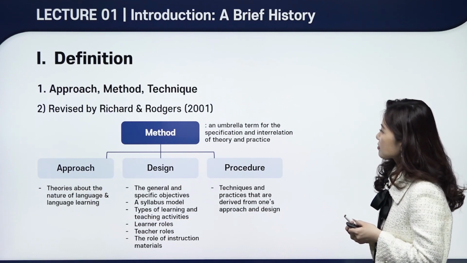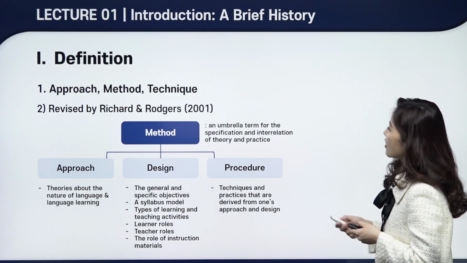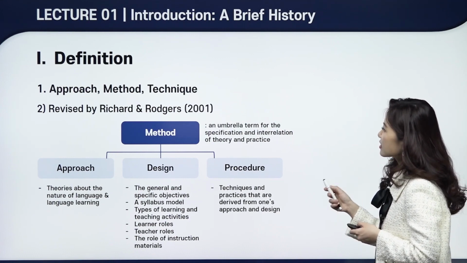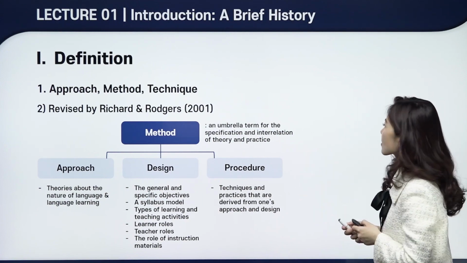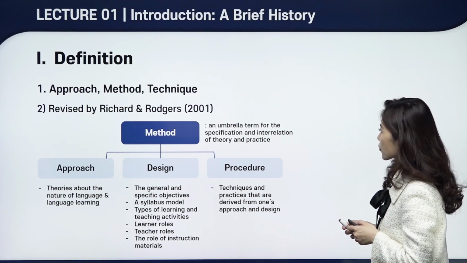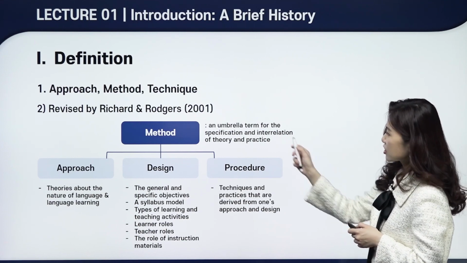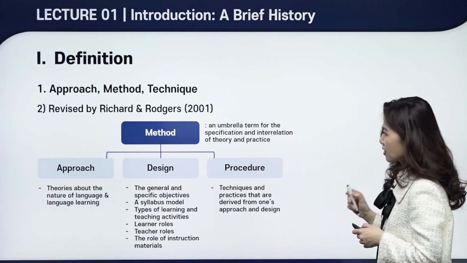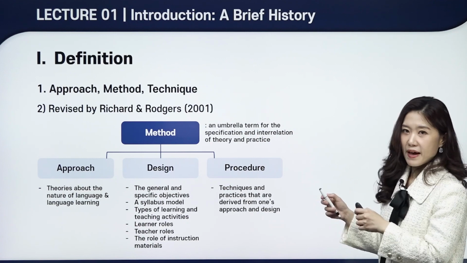Okay, and let's also define what method is. Method is an umbrella term or the overall picture for the specification and inner relation of theory and practice. And we can divide the method into three different dimensions. There's approach, design, and procedure. Let's unpack one by one.